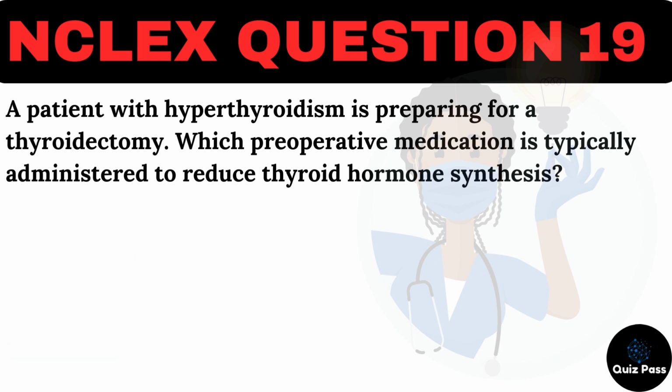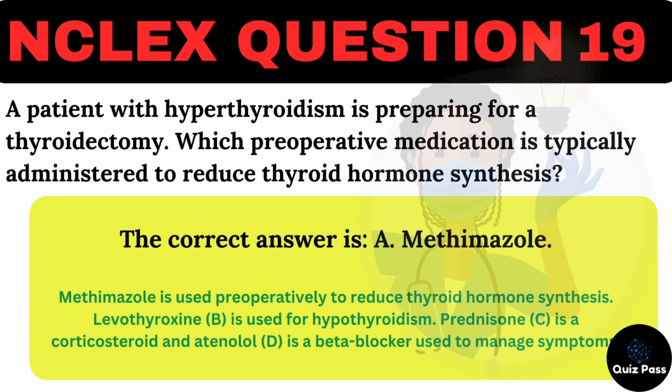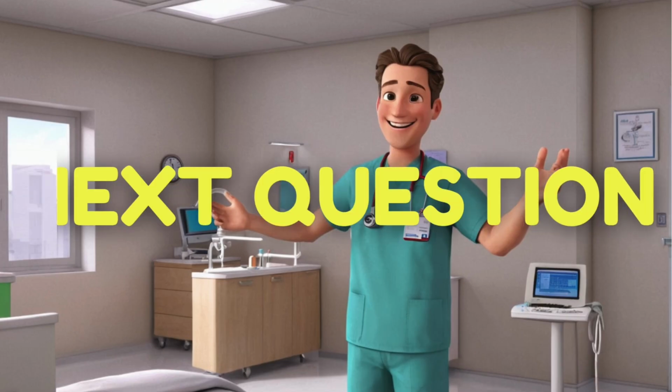The correct answer is A. Methimazole. Methimazole is used preoperatively to reduce thyroid hormone synthesis. Levothyroxine, B, is used for hypothyroidism. Prednisone, C, is a corticosteroid, and atenolol, D, is a beta blocker used to manage symptoms.